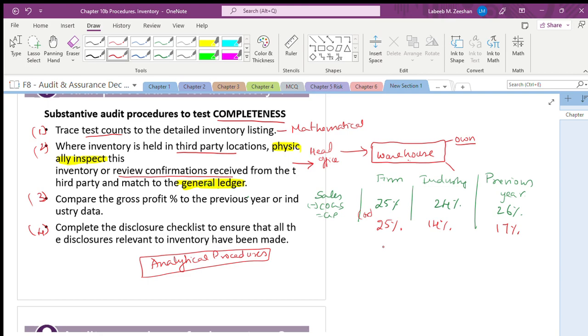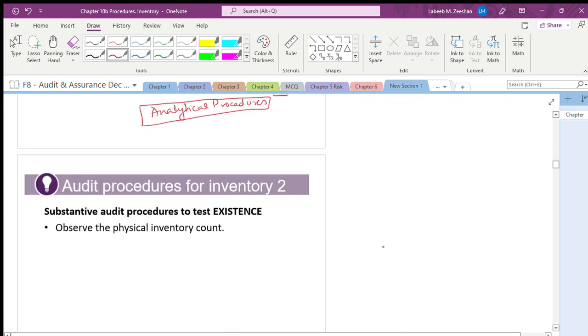Complete the disclosure checklist. You have to make sure that you have a checklist of the tasks to be done to ensure that all the disclosures relevant to inventory have been made. What are the tasks to be done, and those tasks have to be completed before things wind up.